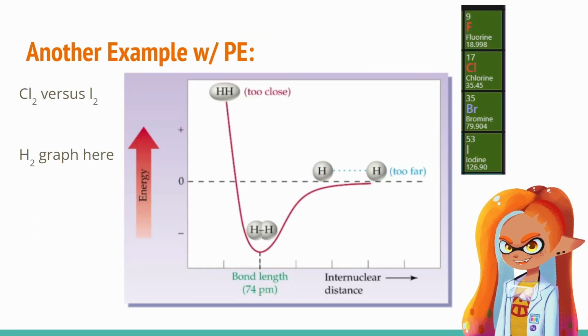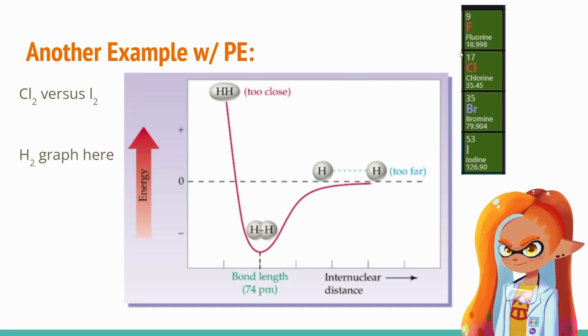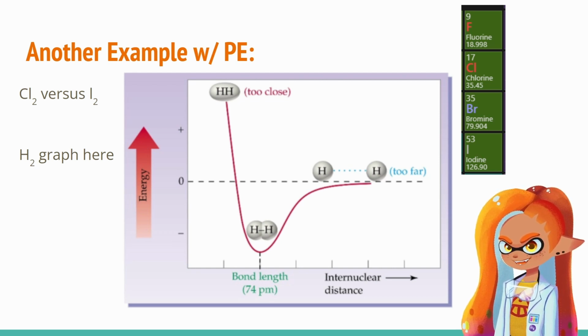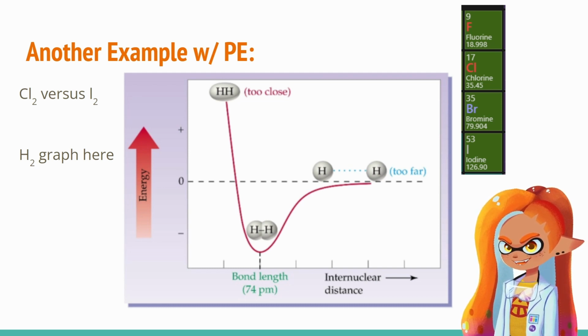So let's talk about PE when it comes to atoms in the same column, or the same family in this case. Let's compare chlorine and iodine. Let's imagine stuff we learned from the previous unit. Chlorine has a certain amount of energy levels. Iodine has a certain amount of energy levels. And because iodine is so much lower on the periodic table, it's going to have a higher atomic radius compared to chlorine. Let's think about that in terms of this graph.